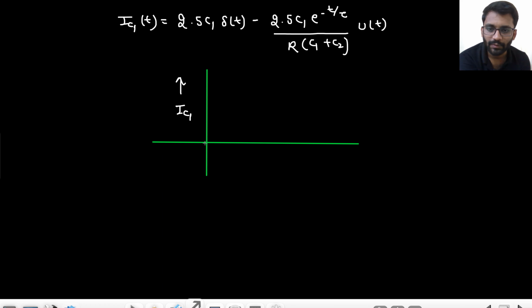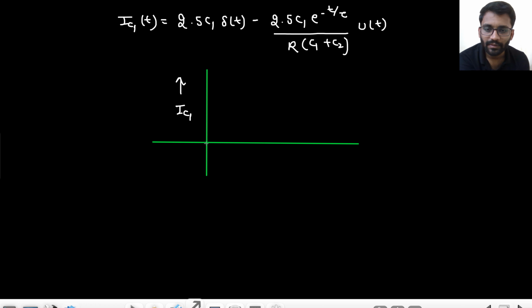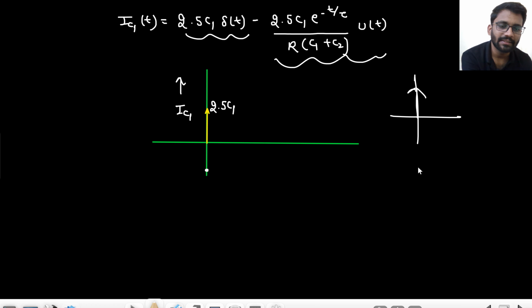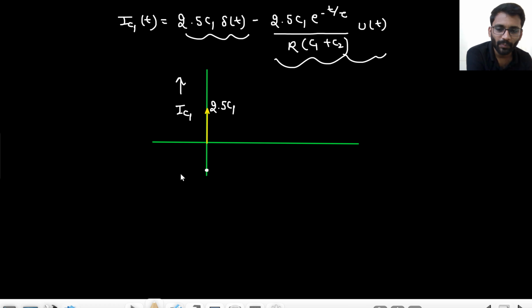So initially we have an impulse whose magnitude is not the magnitude, the area is 2.5 C1, like this, and this is only at t equals 0. Then we have a step function as well. So we have basically two functions, one is this and the other one is this. It will start from some negative value and eventually at t equals infinity it will go down to 0. So just add them two. So we will end up with this graph. It will start from 2.5 C1 upon R (C1 plus C2) and it will decay down to 0. This is the IC(t) graph.